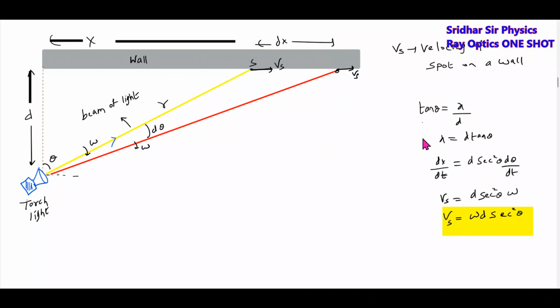So differentiating, dx by dt will become v, d theta by dt will be omega, and the derivative of tangent is secant square theta. So this will be the velocity of the spot along the wall. Simple ideas, very, very important objective, either mains or advanced.